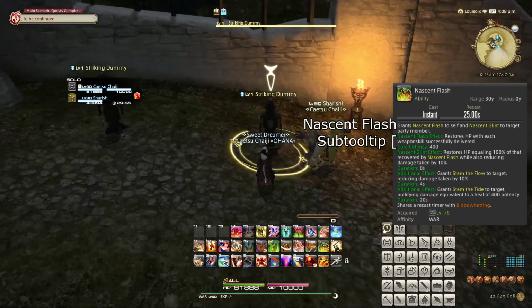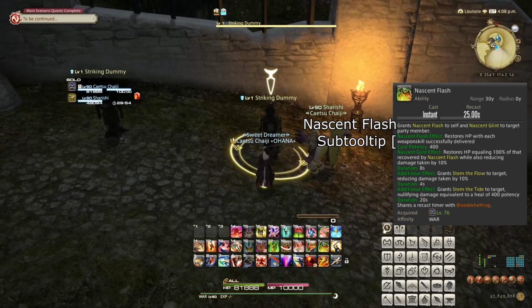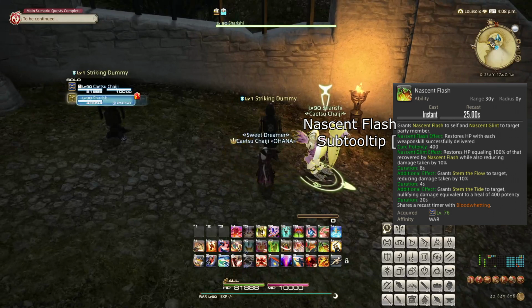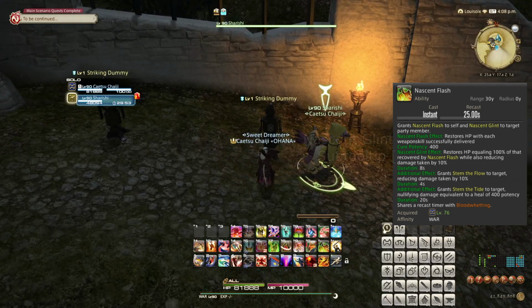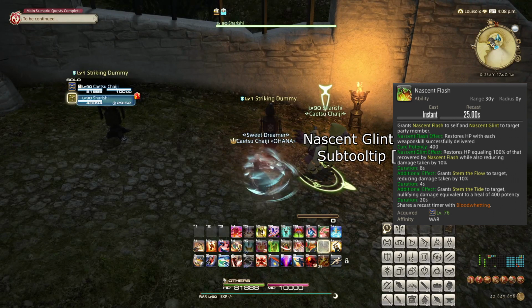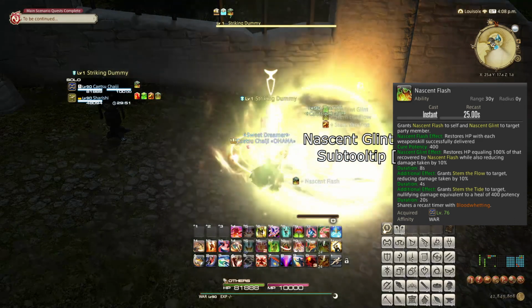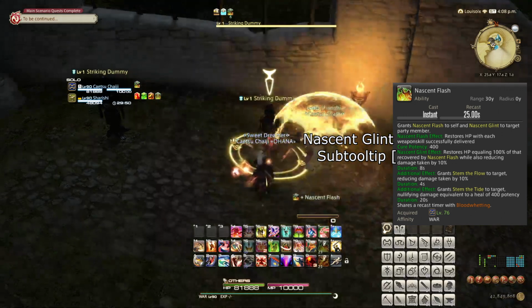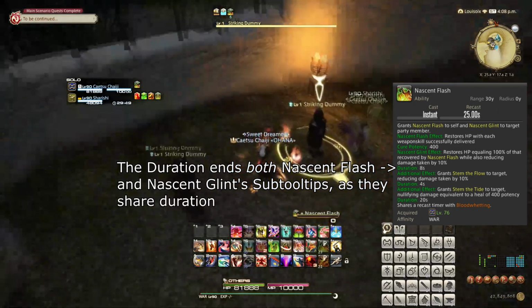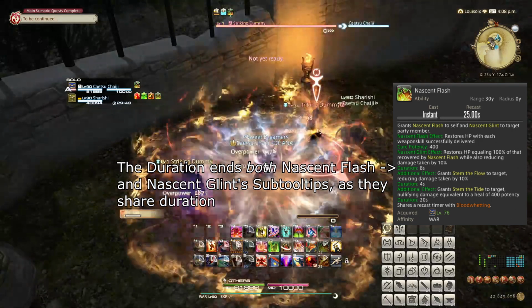Nascent Flash heals every time you produce a damage number from a weapon skill, and it heals for 400 potency. Nascent Glint instead heals for exactly the same number that Nascent Flash healed for, but additionally reduces damage taken by 10%. Now, the 8-second duration applies to both Nascent Flash and Nascent Glint.